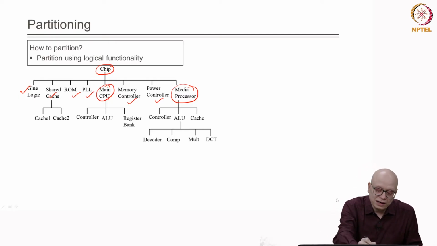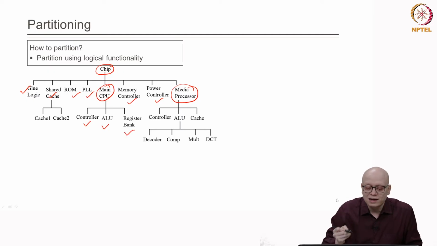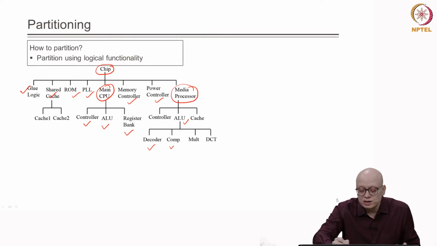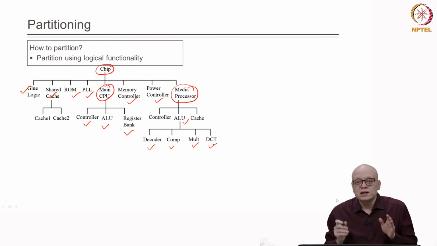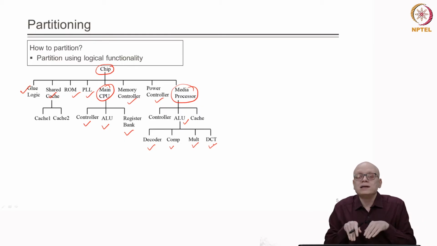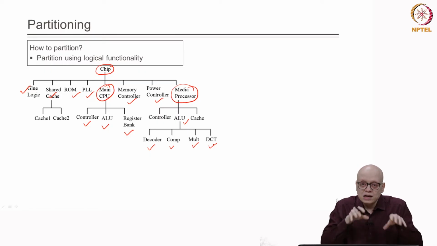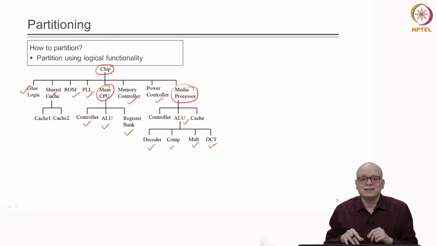For example, we can again partition the main CPU into controller, ALU and register bank, and similarly, in another hierarchy, the ALU can be further partitioned into, say, decoder, computational unit, multiplier units and a unit doing, say, DCT computation. So, given a complicated design or chip doing a complicated functionality, we can break down or partition our design into multiple entities based on the functionality.